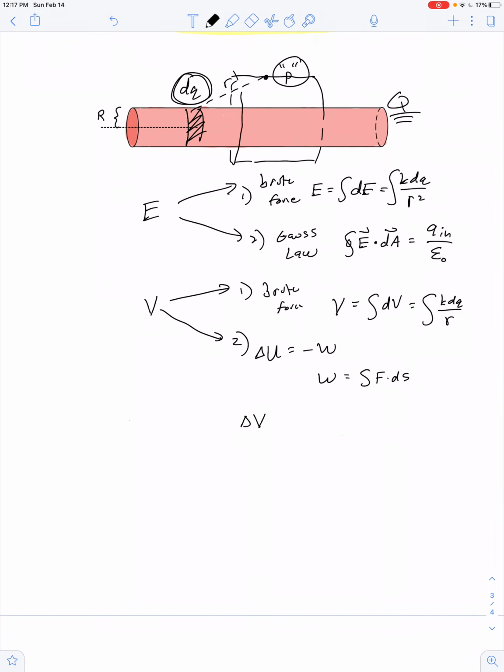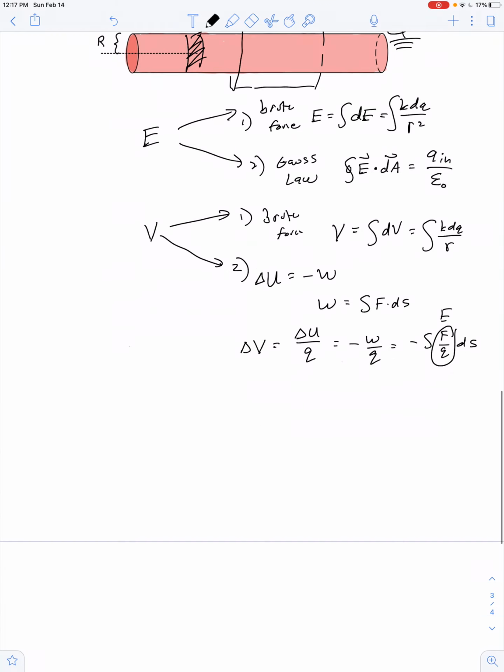Electric potential, or at least change in electric potential, is equal to change in potential energy per unit charge. So I guess it must be equal to negative work per unit charge. So it's got to be equal to negative the integral of F over q ds, but F over q is electric field. So we have change in electric potential, V2 minus V1, is equal to negative the integral of E dot ds as we integrate along a path that takes us from point 1 to point number 2.